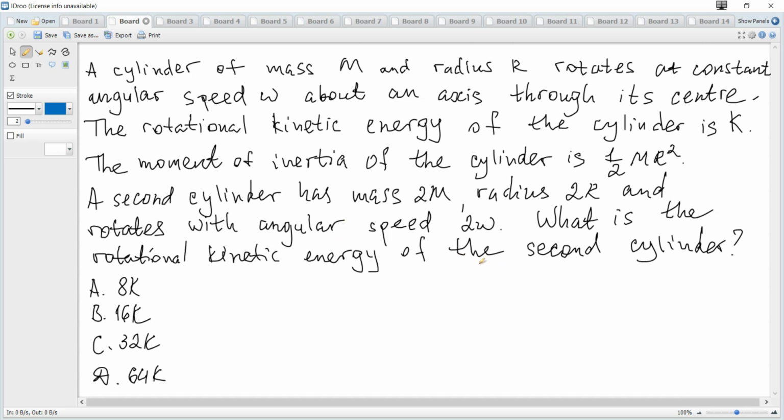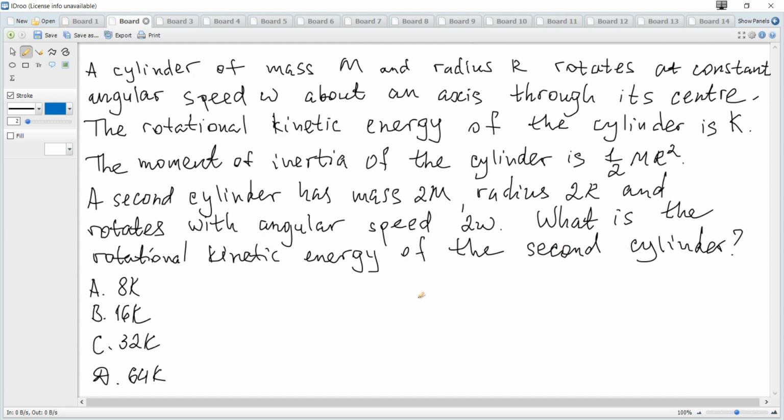A cylinder of mass m and radius r rotates at constant angular speed omega about an axis through its center. The rotational kinetic energy of the cylinder is K. The moment of inertia of the cylinder is half mr squared. A second cylinder has mass 2m, radius 2r, and rotates with angular speed 2 omega. What is the rotational kinetic energy of the second cylinder?